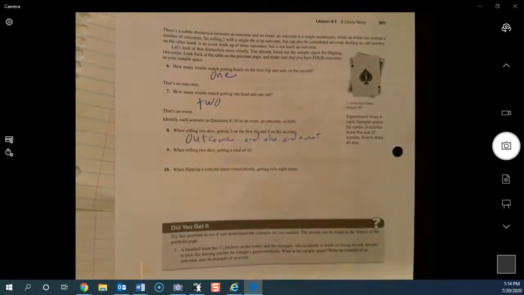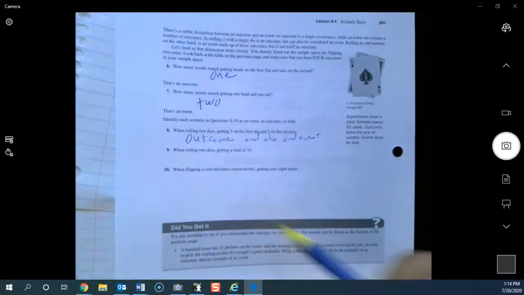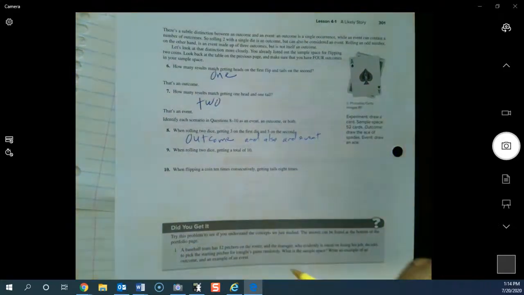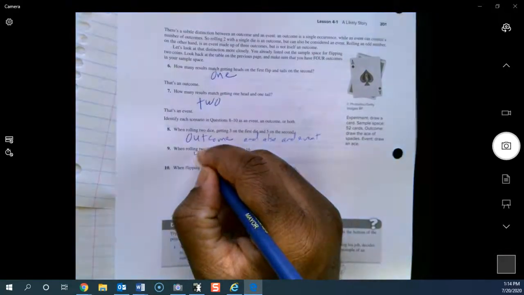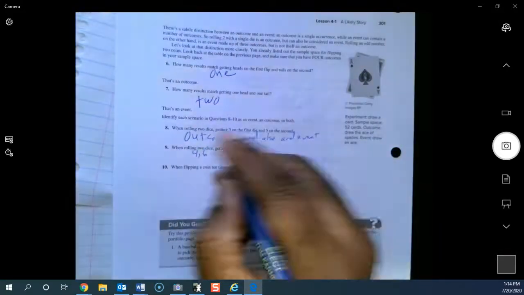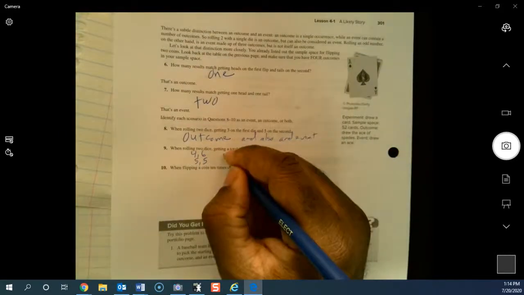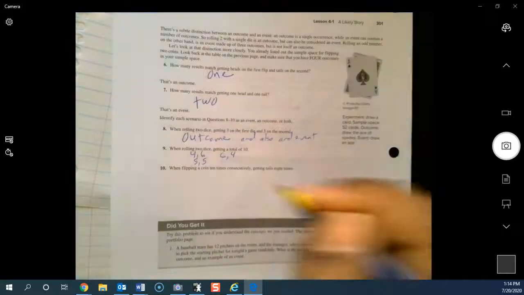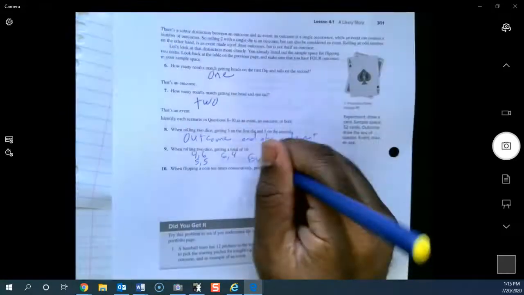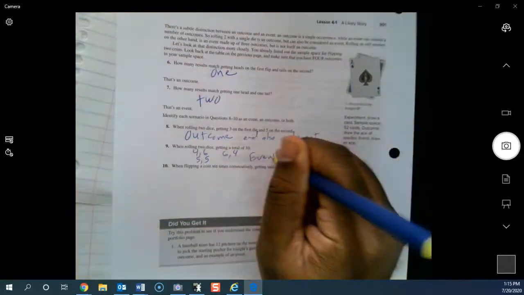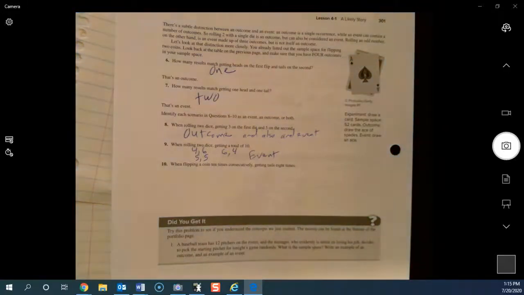Okay, now it says when rolling 2 dice, getting a total of 10. Now let's take a look at how you could get a total of 10 on dice. You could get a 4 and a 6. You can get a 5 and a 5. And you can also get a 6 and a 4. So this is an event. There are 3 ways to get 10 on dice.